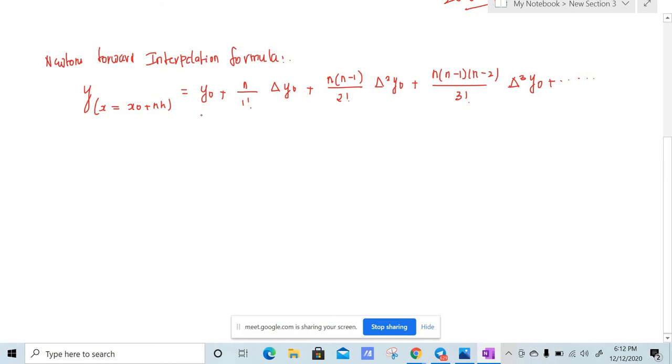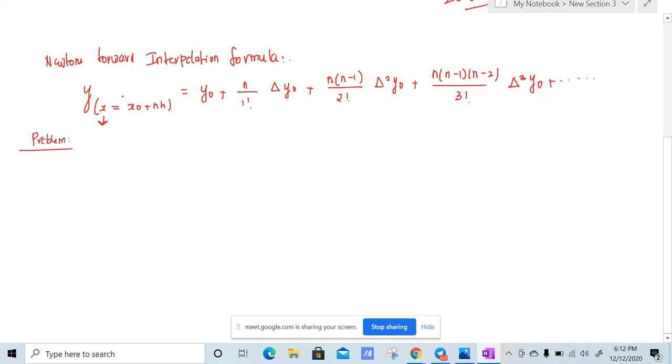So if you know y naught, n and del y naught, del square y naught, you can find the unknown. Here the unknown is x, right? Here that is the number which they are asking us to find is our x, right? So I'll do with a problem. It will be very easy for you. So let me do one problem, and then if you understand the problem, it will be very easy, right?